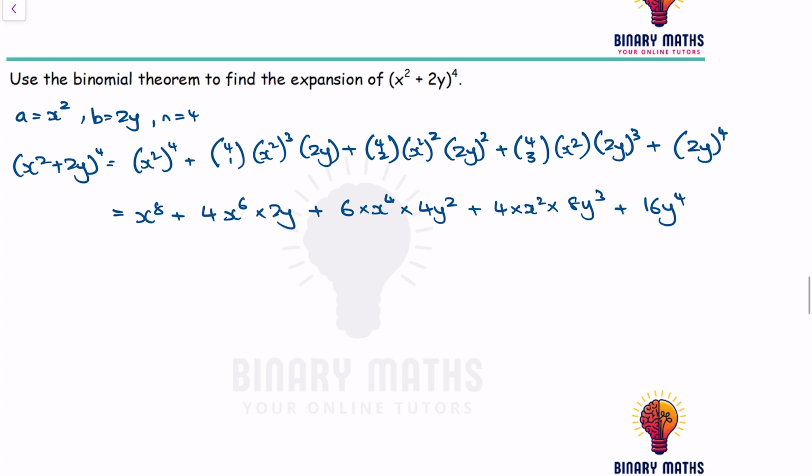Okay, now we need to simplify. So I get x to the power of 8, plus 8x to the power of 6 y, plus 24x to the power of 4 y squared, plus 4 times 8 is 32x squared y cubed, plus 16y to the power of 4.